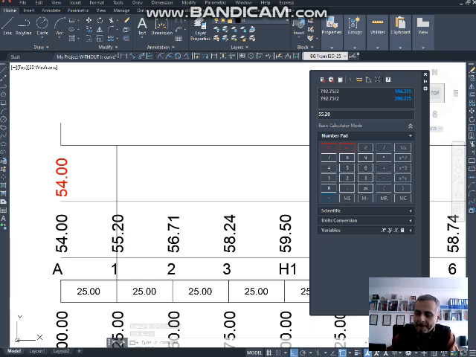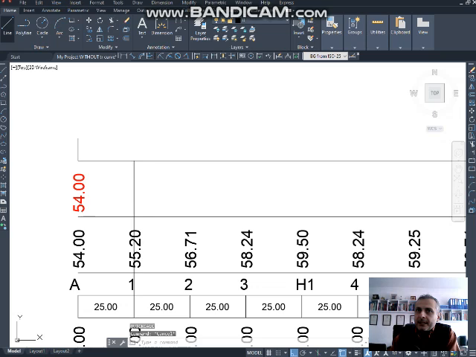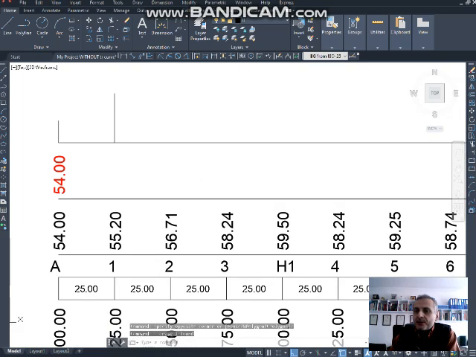55.20 minus 53, my datum line, is 2.2 meters elevation gap. In my scale, times 5, that is 11 units. So I draw another line when the ortho is on, 11 units upwards. That's it, so I can delete this now. Do the same thing for the next cross section.